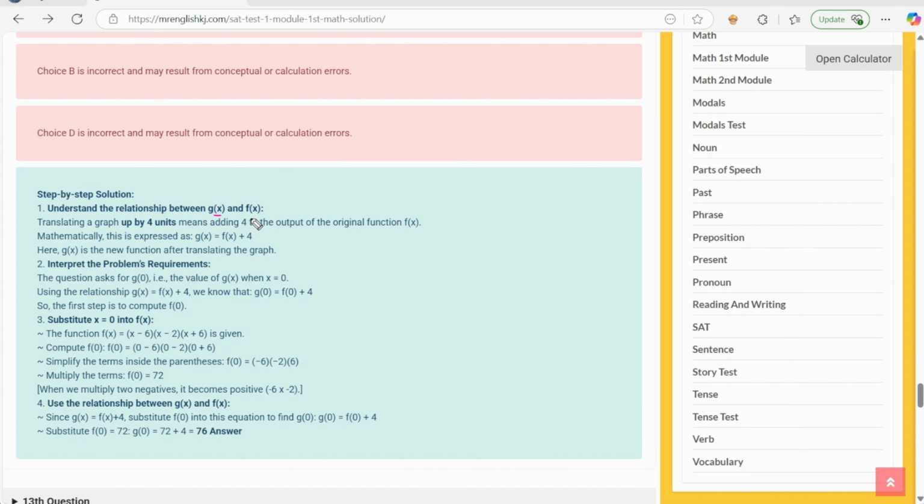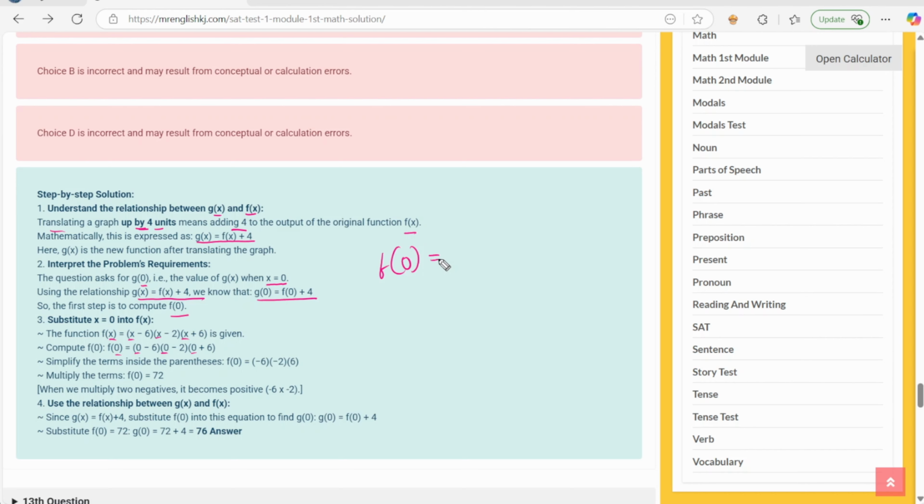We have g(x), we have f(x), and we are adding 4 because we need to translate the graph by adding 4 units, right? Same thing that we have seen already, that g(x) will be equal to f(x) plus 4. The question asks for g(0) and we know x is 0, so let's put the value into the x's as I was explaining. Let me solve it for you.